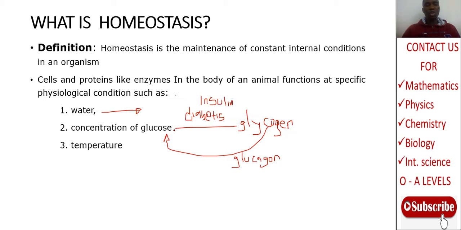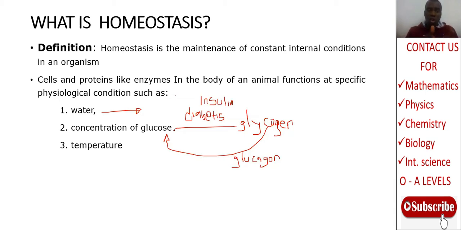The other physiological condition is temperature. Most of the body cells and enzymes are made up of protein. Proteins work at a specific temperature known as the optimum temperature. When the temperature is low, the enzyme activity will be slow and disturbed. But when the temperature is too high, the protein becomes denatured. In other words, it becomes destroyed, so it cannot work.